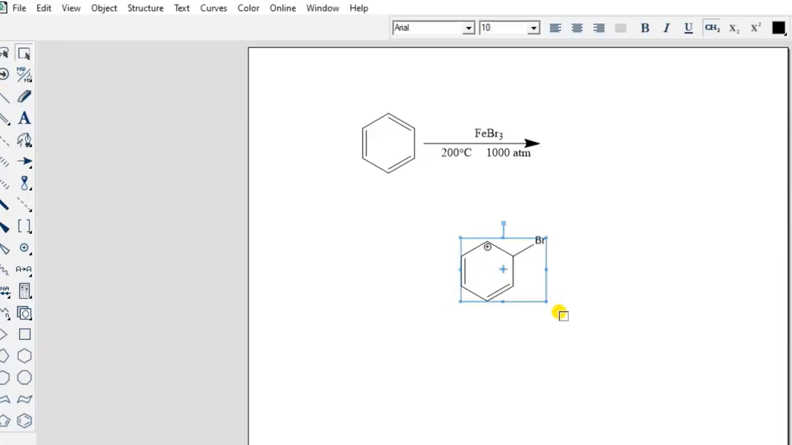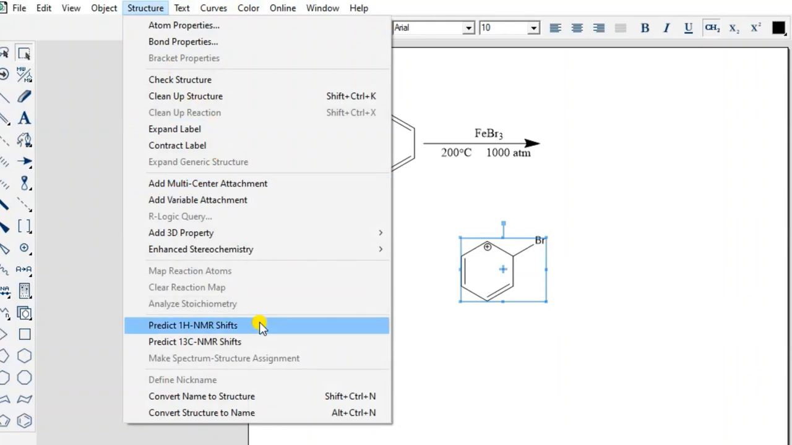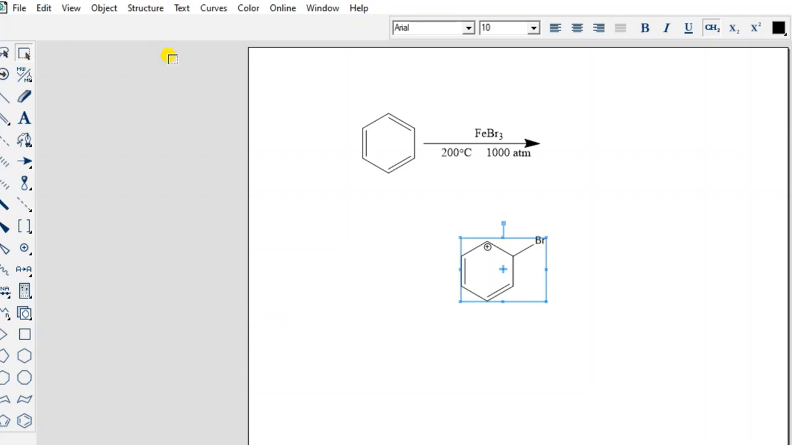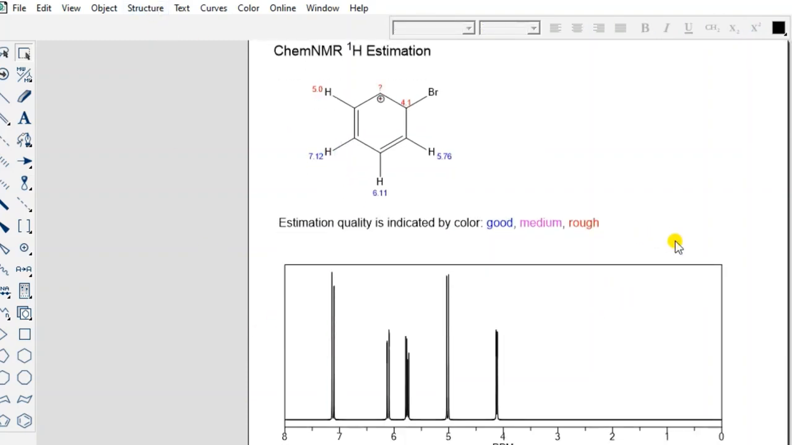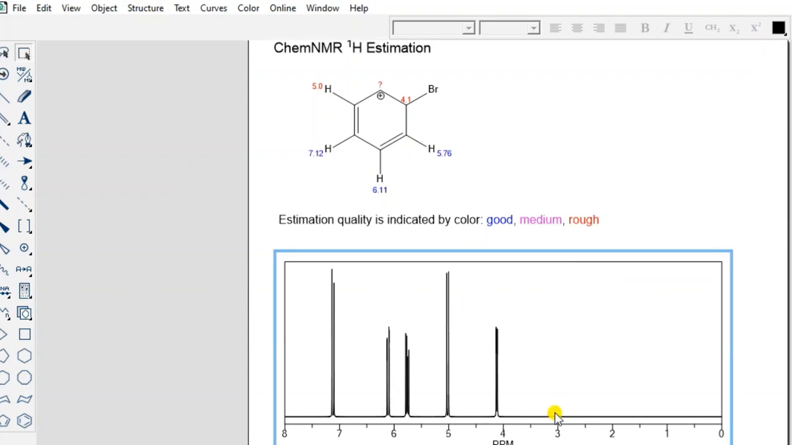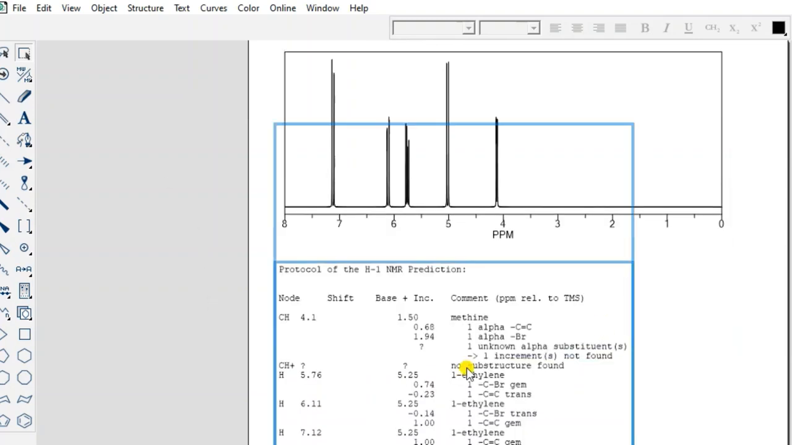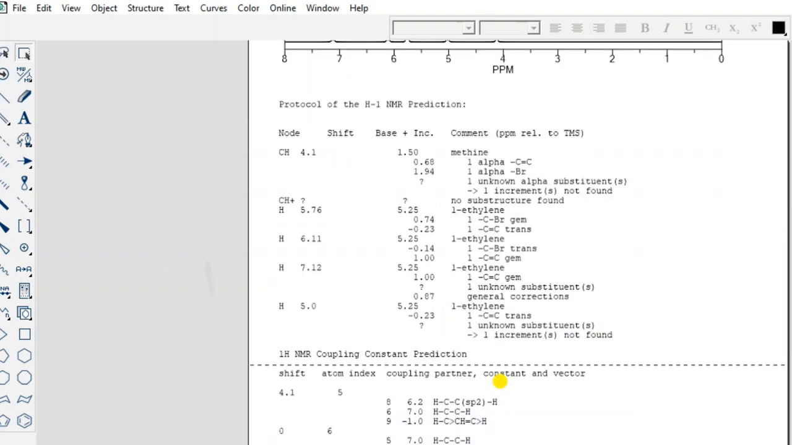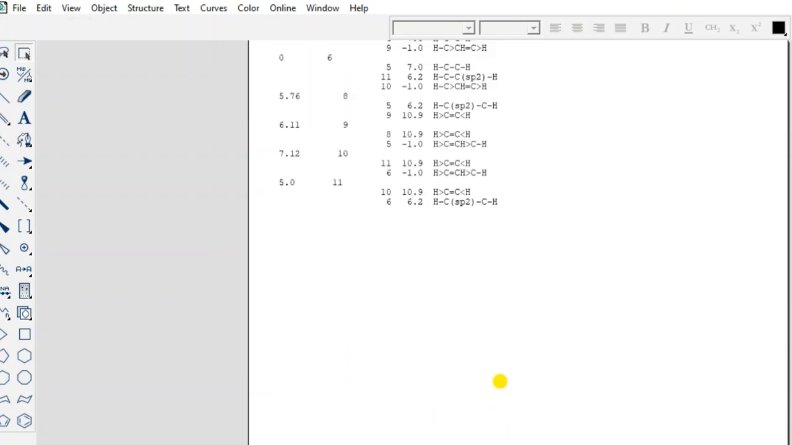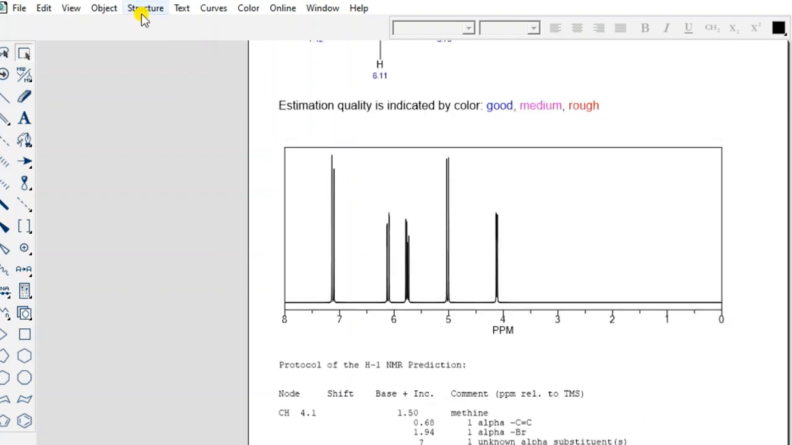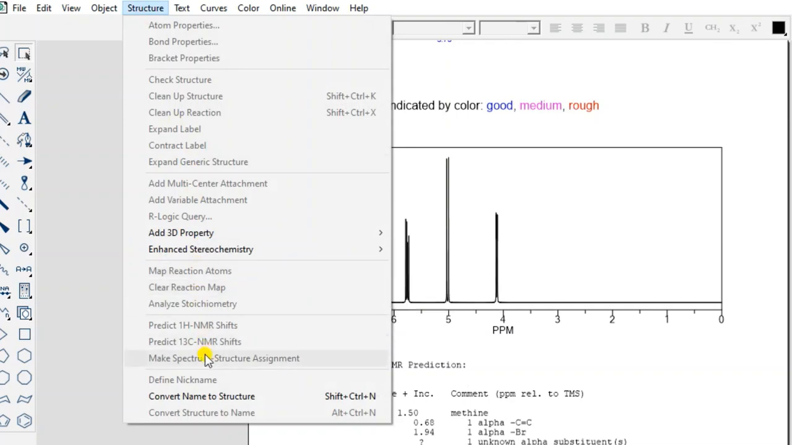The next tip is that we want to find the NMR prediction of this particular structure. So we will use Structure, and then this is NMR shift. So you are watching that this is the NMR prediction. In this way you can find shifts. This is a complete report of NMR. So this is how you can find it. You click on Structure and then use any option to go for it.